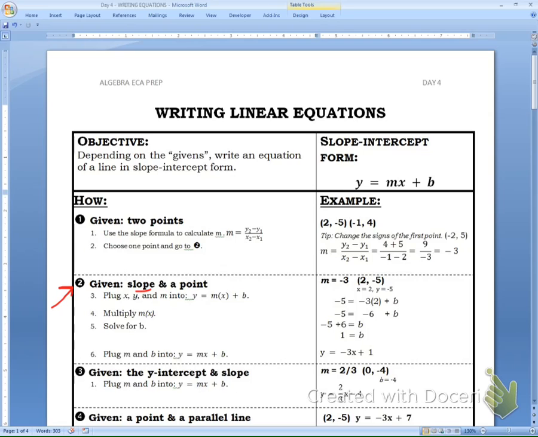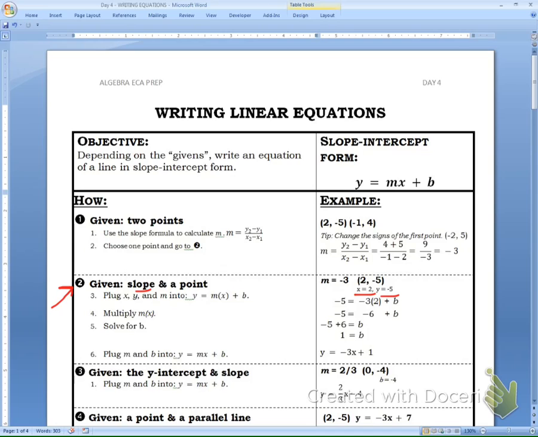Slope and a point. So when they give you the slope, it should say m is equal to, or they'll say the slope is equal to, but that's your m value. The point has an x value and a y value. So you can see here I've made x equals 2 and y equals -5 as an example. In these steps here, I have them labeled step 3, 4, 5, 6 because it's kind of a continuation of the first one.